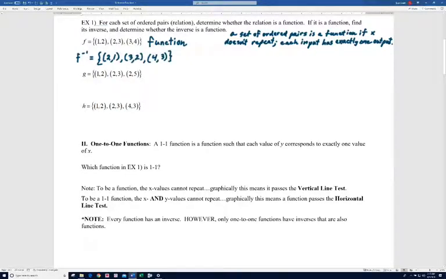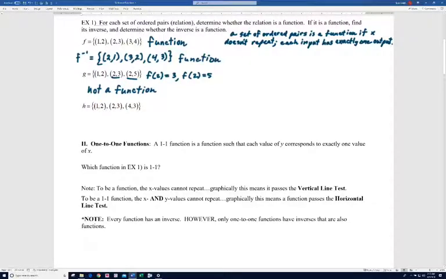All right, what about g? Well, notice, I'm sorry, I forgot to say f inverse was a function. Let's go on to g. So notice these 2 points have the same x value, and in fact g of 2 is 3 and g of 2 is 5. So it's not true that each input here has exactly one output. 2 is an input that has 2 different outputs. And so this is not a function. So again, you can look at it either way, but it's not a function.